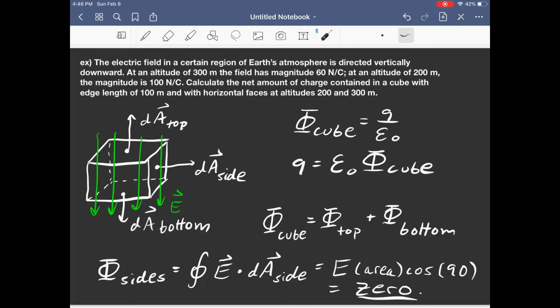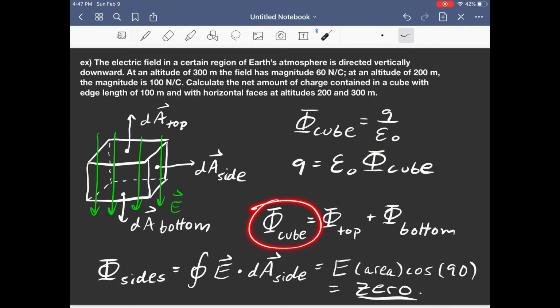So this time we have a Gaussian surface in the shape of a cube. We have it set in the Earth's atmosphere, and we have the top of the cube with the area vector pointing upward, the bottom of the cube with the area vector pointing outward, and the sides of the cube, and once again, the area vector is perpendicular to the surface, with the electric field going down. All right, so if we want to calculate the net amount of charge held within this cube, we're just going to use Gauss's law of electricity and rearrange it to solve for Q. And epsilon naught, we know what that is. That's just a constant. But we have to calculate what this net flux through the cube is.